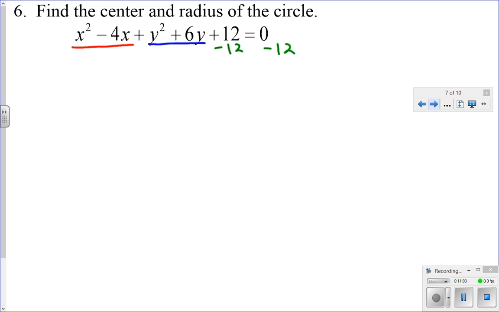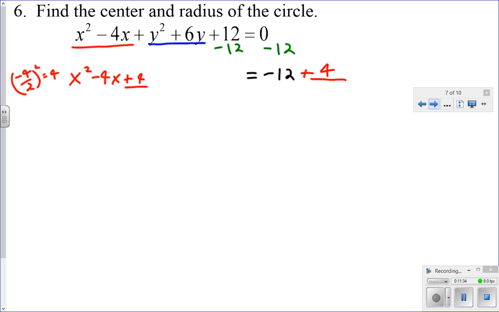So for my x terms, my perfect square here, I look at my b, it's negative 4, divided by 2, and square it, is going to be equal to 4. So this is going to be x squared minus 4x plus 4. And over here, this is going to be equal to negative 12. But because I added 4 here, I'm going to need to add 4 here.